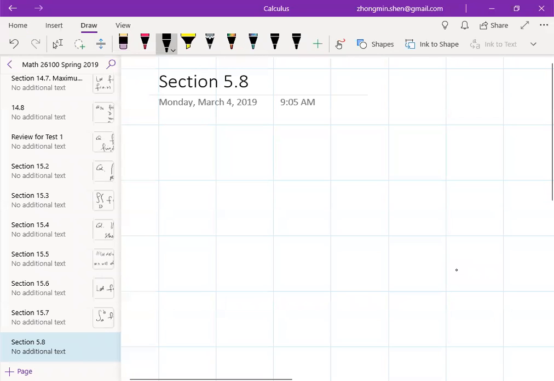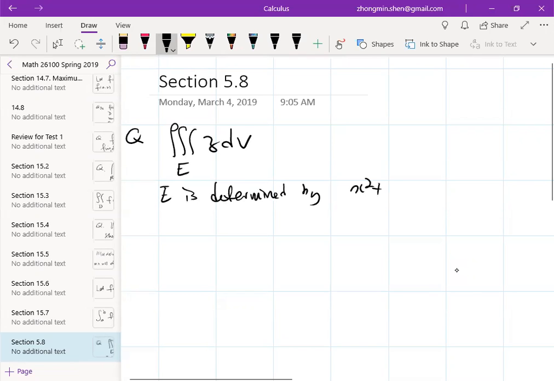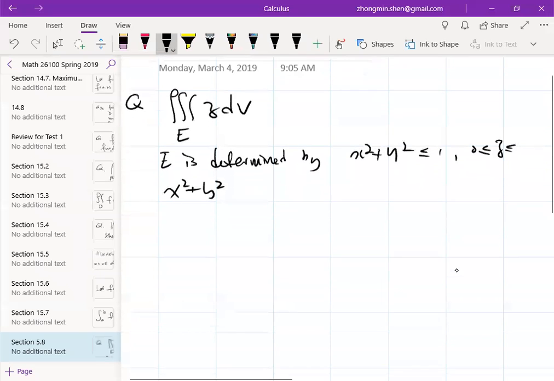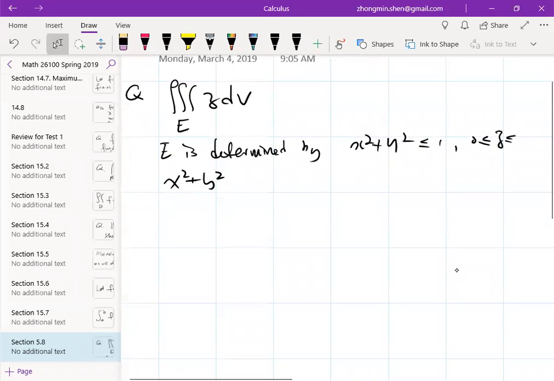So let's work on the following problem first. This is the triple integral, and E is determined by... in coordinates. All right, so first of all, you have to draw the graph, right? Sketch the graph to understand the region E.